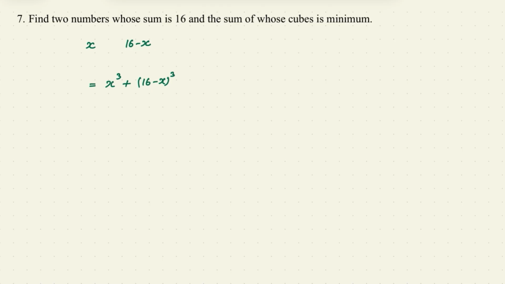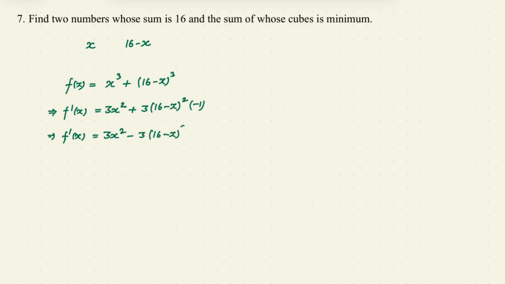And let us assume this as f of x. So my question becomes now to minimize this f of x. For that we have to differentiate both sides with respect to x. Then we will have 3x square plus 3 times 16 minus x whole square, and differentiation of 16 minus x is minus 1. So my f dash of x equals to 3x square minus 3 into 16 minus x whole square.